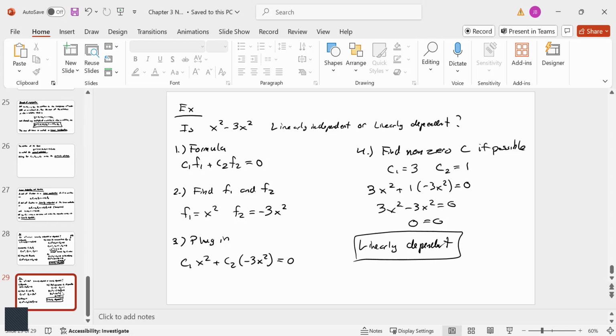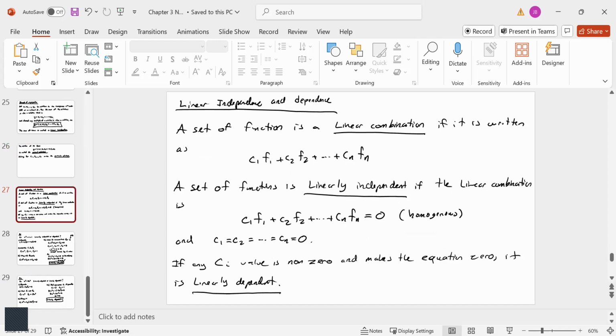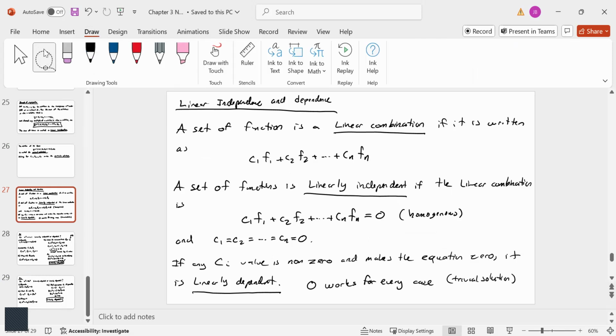Now, if you're wondering, but 0, 0, what if that works? Well, guess what? It works for all of them. So the question is not whether 0, 0 works or just all zeros, because 0 always works for all of them. Okay, we can write that down. 0 works for every case. Again, it's called the trivial solution. What I am asking is, can you find what we call a non-trivial solution?